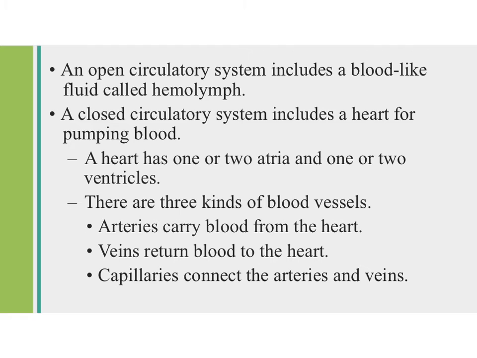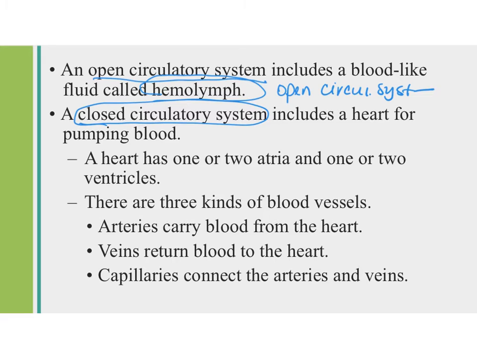So let's talk about an open circulatory system. It includes a blood-like fluid called the hemolymph, which is what I just said. And you can even write it like this, open system, and just abbreviate it that way if that helps. There's also a closed circulatory system, which includes the heart for pumping blood, whereas an open circulatory system does not. A closed circulatory system is more complex.